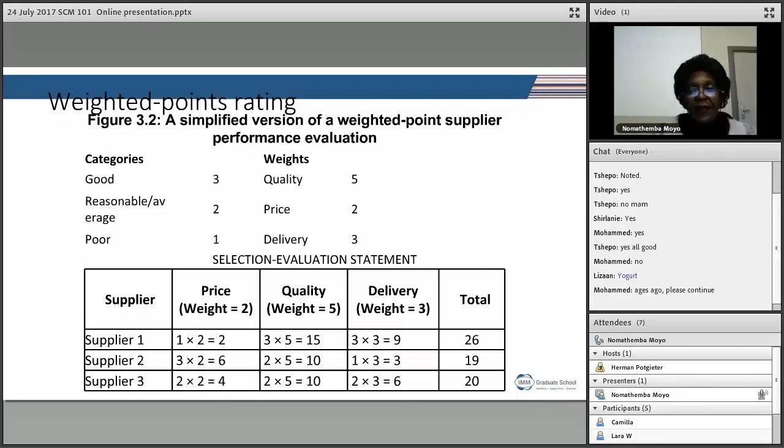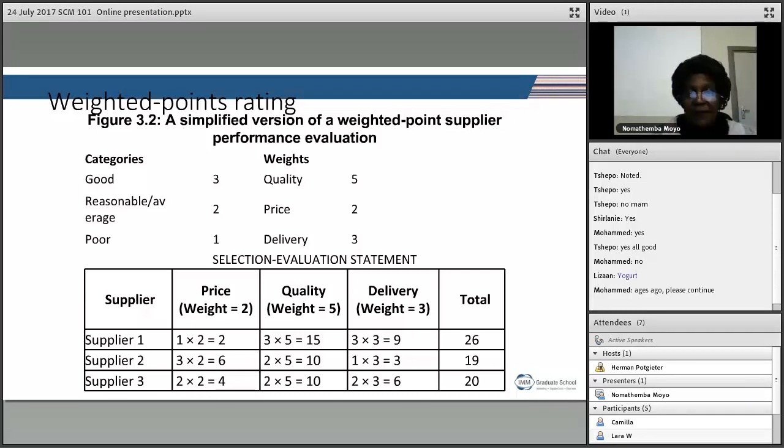For quality, the weighting will be 5. Price, it will be 2. Delivery, it will be 3. Let's look at quality. Supplier 1 has 5 out of 15. Supplier 2's quality is 10 because he got 2. Then supplier 3 is 10. On price, supplier 1 is 2, supplier 2 is 6, and supplier 3 has 4.